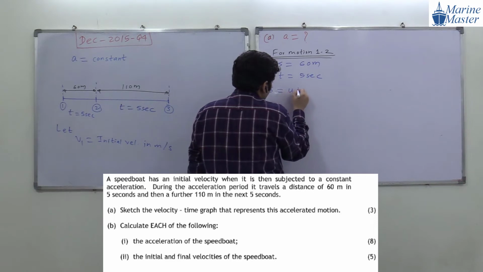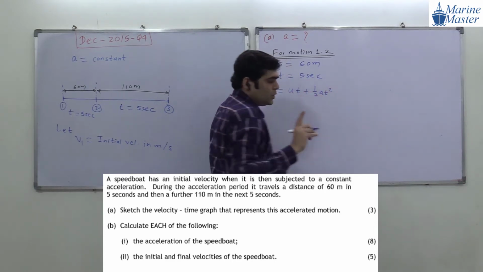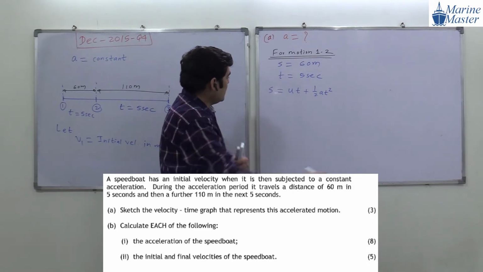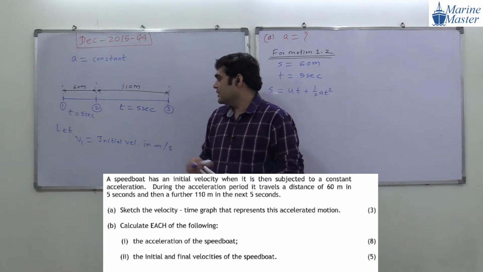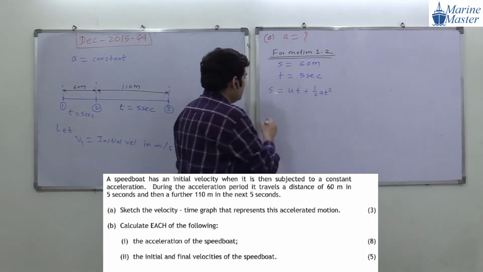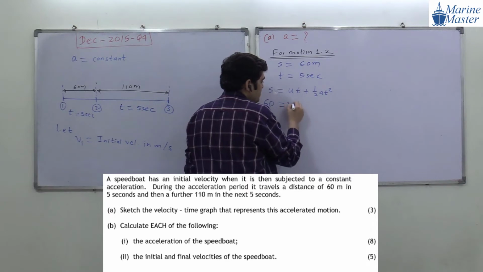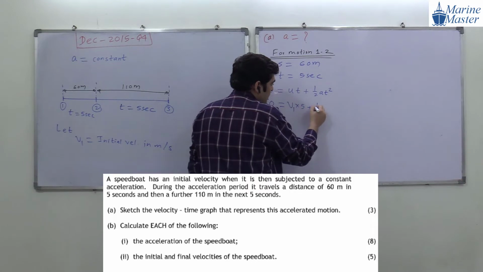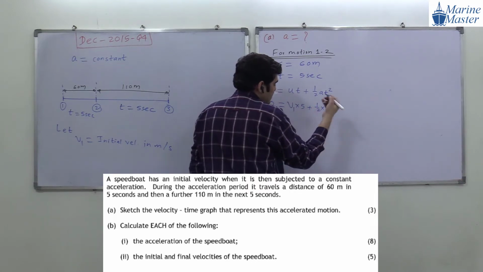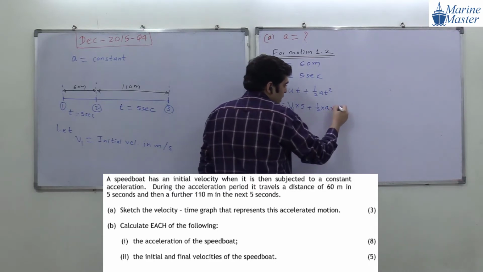S is equal to ut plus half at square. Okay, everyone, don't write anything yet. What is S here? S is 60 meters. Initial velocity we assumed v1. Time is 5 seconds. Acceleration is how much? We don't know, that is what we have to calculate, into 5 square.